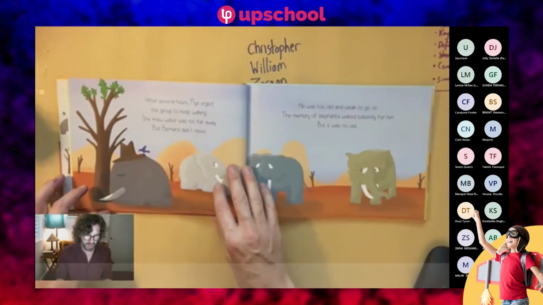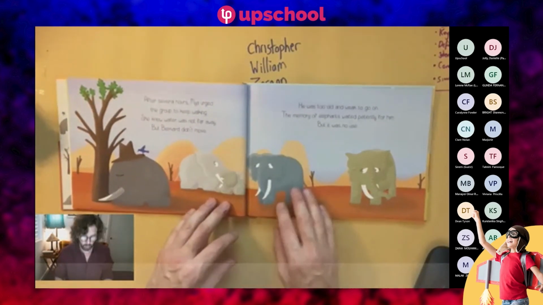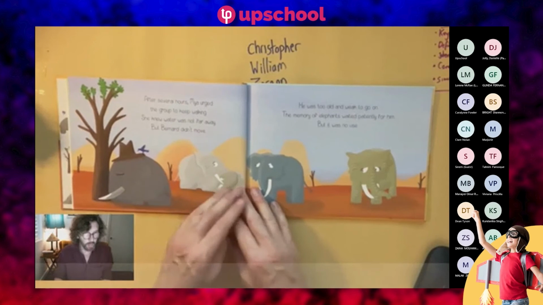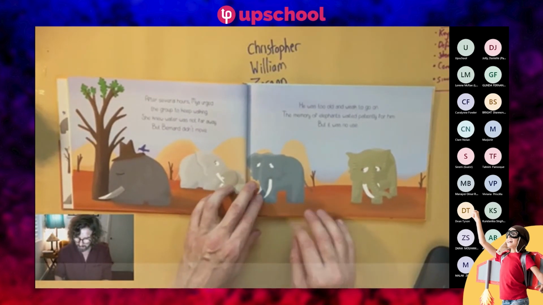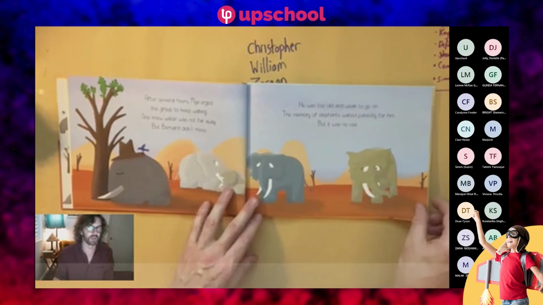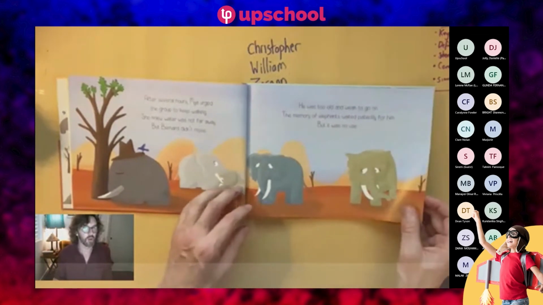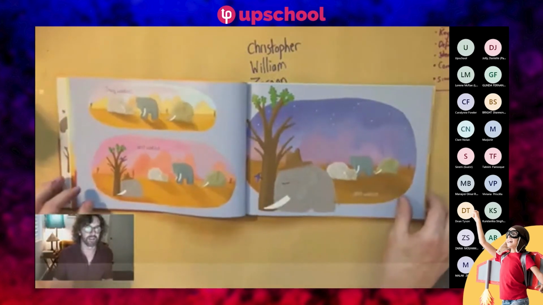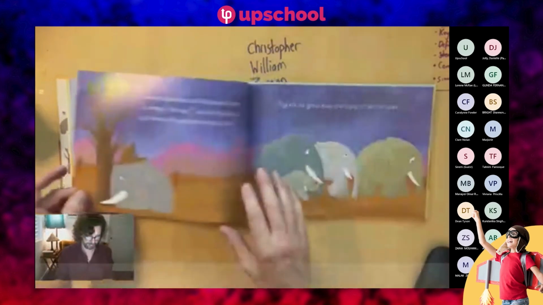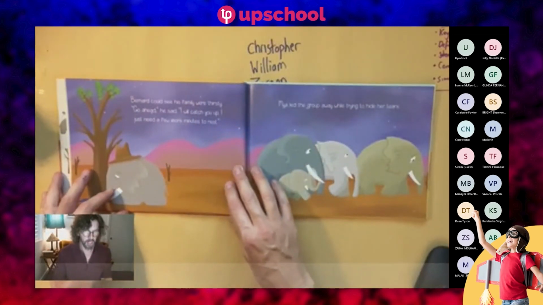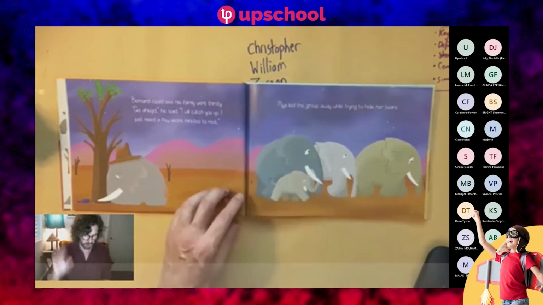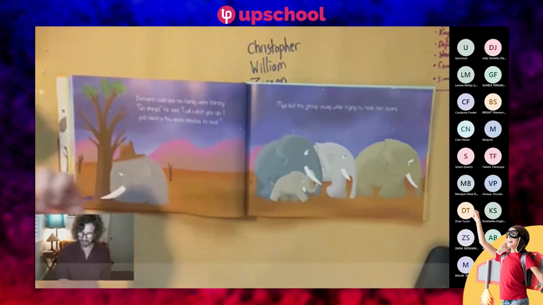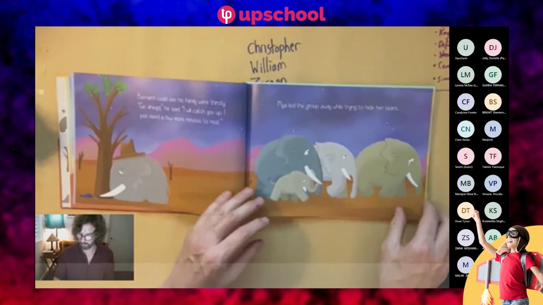After several hours, Maya urged the group to keep walking. She knew that water was not far away, but Bernard didn't move. He was too old and weak to go on. The memory of elephants waited patiently for him, but I'm afraid to tell everybody it was no use. They waited, and they waited, and they waited. Bernard could see his family were thirsty. Go ahead, he said. I will catch you up. I just need a few more minutes to rest. Maya led the group away, and she was trying to hold back her tears.